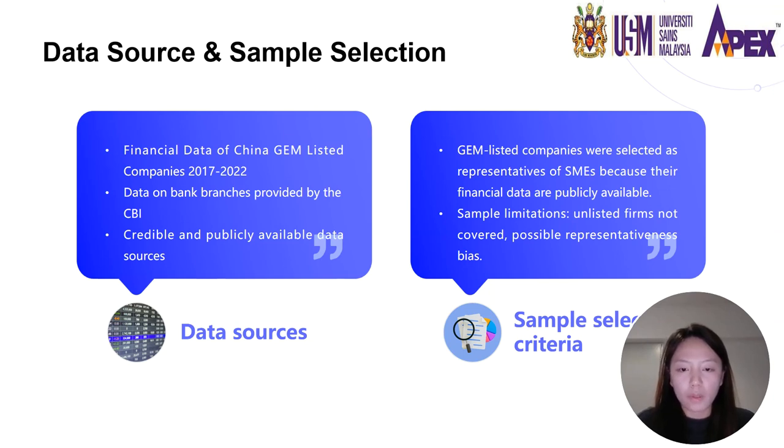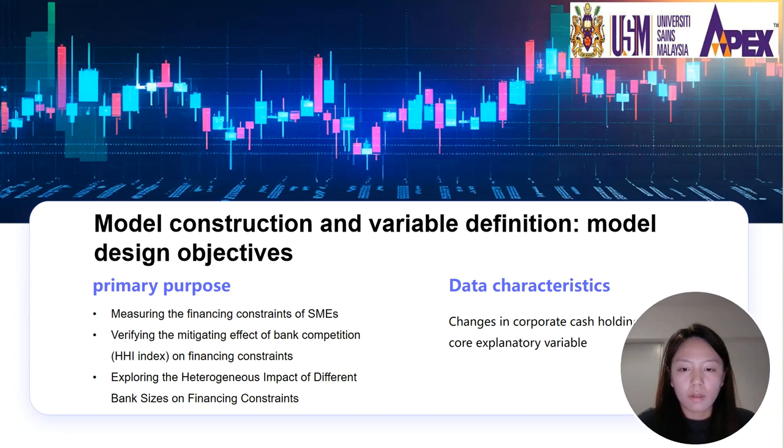However, they also have a little limitation. For example, they do not cover unlisted companies, and there may be a representativeness bias. The main objectives of constructing the model are to measure the financing constraints of SMEs, to verify the mitigating effect of banking competition on financing constraints, and to explore the heterogeneous effects of different bank sizes on financing constraints.